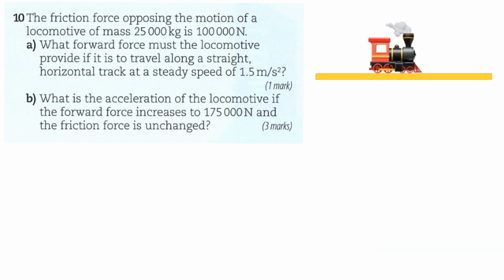Question 10. The friction force opposing the motion of a locomotive of mass 25,000 kilograms is 100,000 newtons. What forward force must the locomotive provide if it is to travel along a straight horizontal track at a steady speed of 1.5 meters per second squared? That must be a mistake. That shouldn't be squared. At a steady speed of 1.5 meters per second. Okay, so let's fix that and put some information onto the diagram.